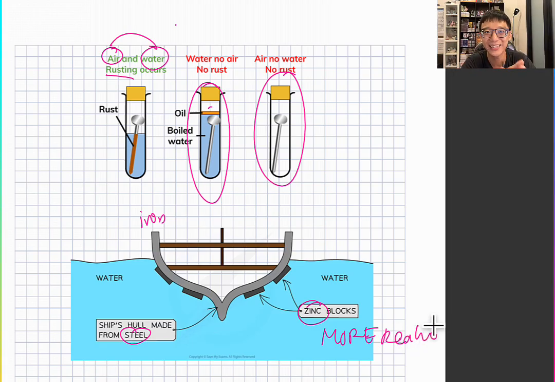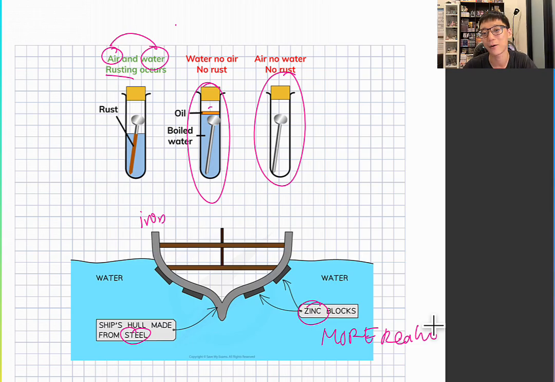If you put something that is less reactive than iron, it's a bad idea, because now the water will try to find a way to infiltrate the iron first. So the iron will be the first one to rust. So that's a bad idea. The idea of sacrificial protection is that you put something more reactive on top of the iron.